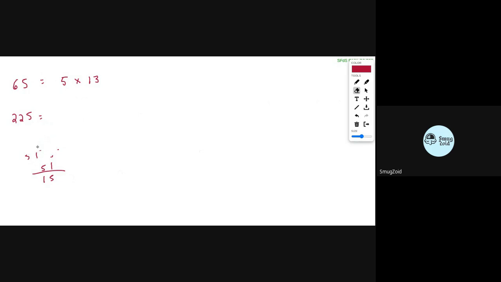Okay. So the first thing we do is take out the 5. I would do it this way: 225. 5 goes into 2, 0 times, can't use it. 5 goes into 22, 4 times. 4 times 5 is 20. Bring down the 5. It's 45. So it's 5 times 45.